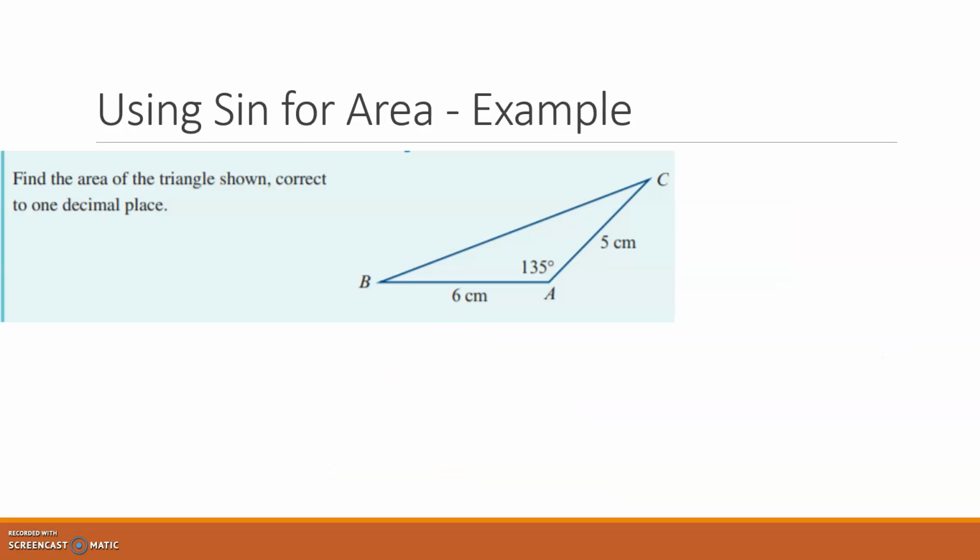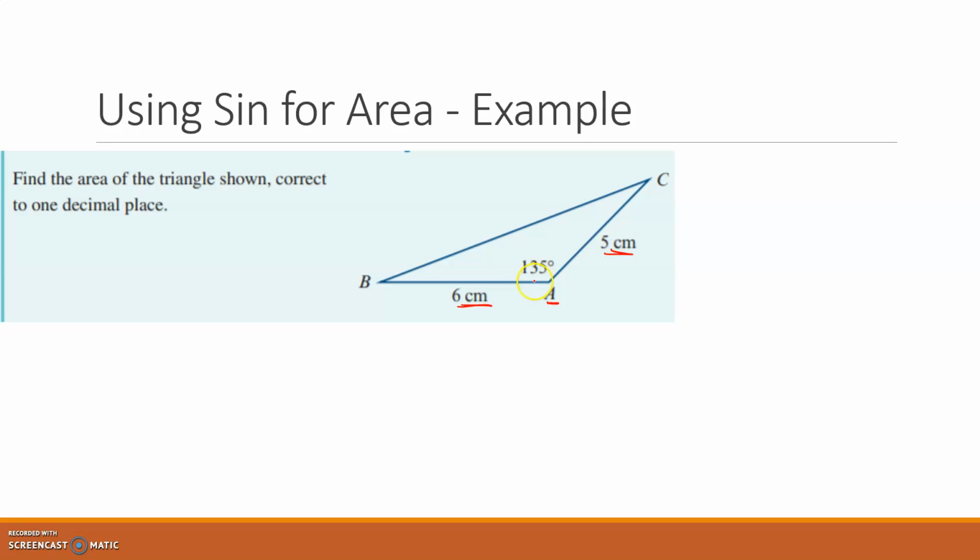So find the area of this triangle correct to 1 decimal place. Now I can't use base times height over 2 because I don't know this base length, and I also don't know the height of the triangle perpendicular to that base. So because I don't know those two pieces of information, I'm going to have to use a different rule for the area of a triangle. And what I do have is I've got angle A, which is 135 degrees, and I've got the two sides which are next to it.